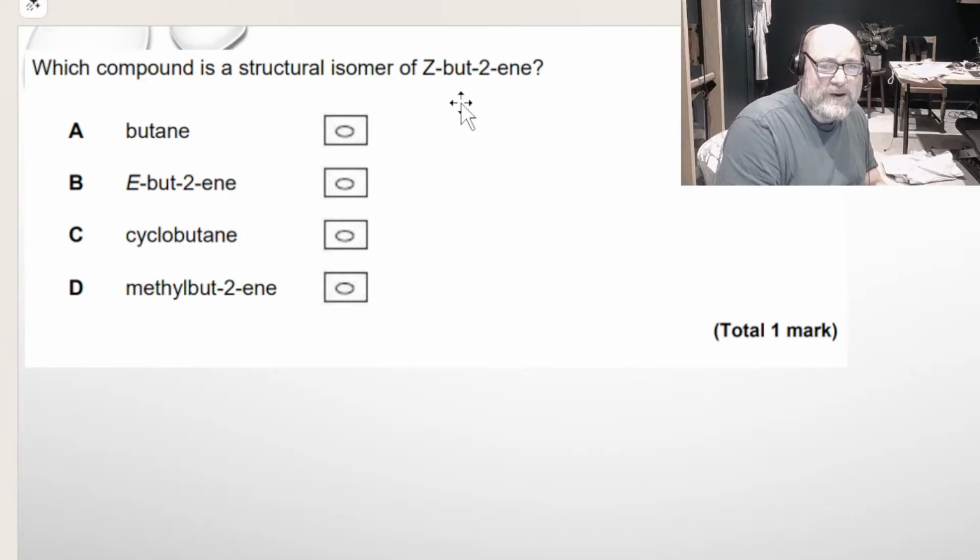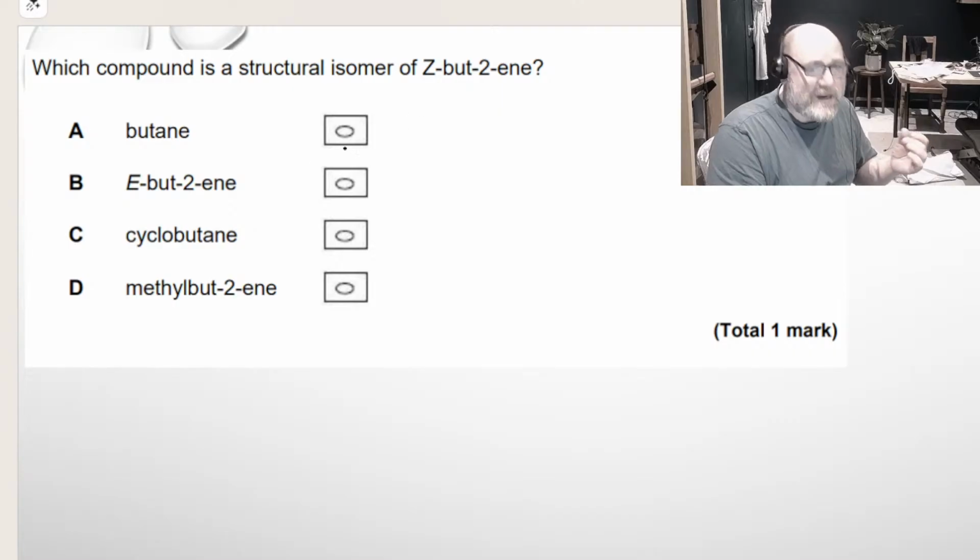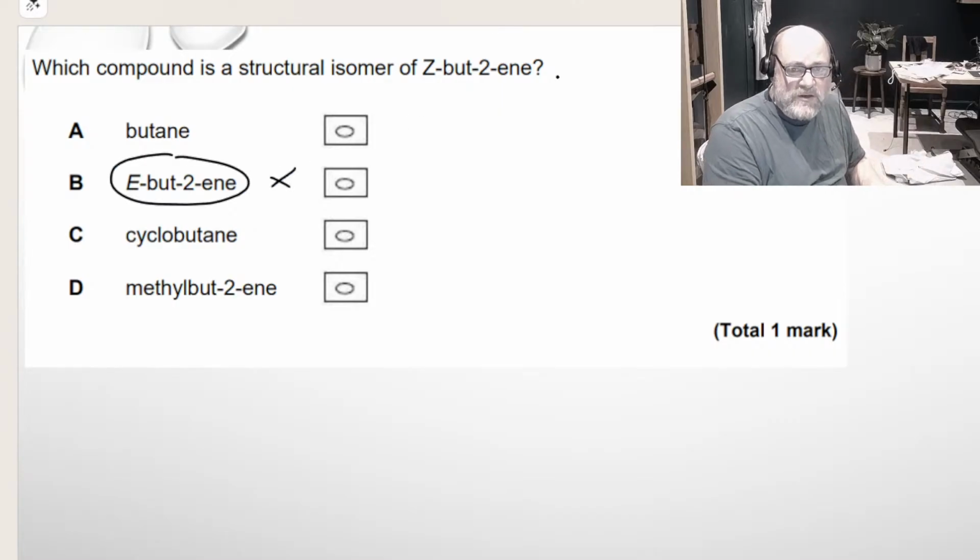So what we're really looking for is something that has a different structural formula from butene. Which one is a structural isomer of it? Well, it's not going to be B. That's a geometric isomer, so it's not going to be B. They have an identical structural formula.